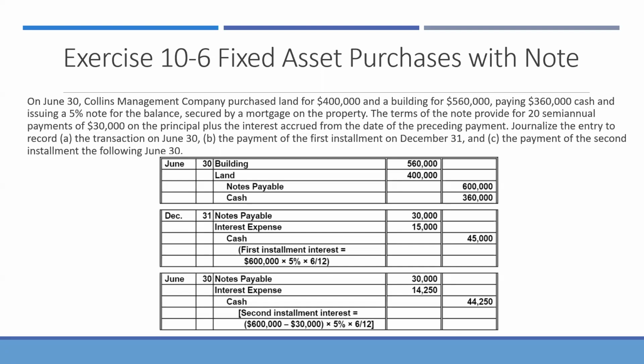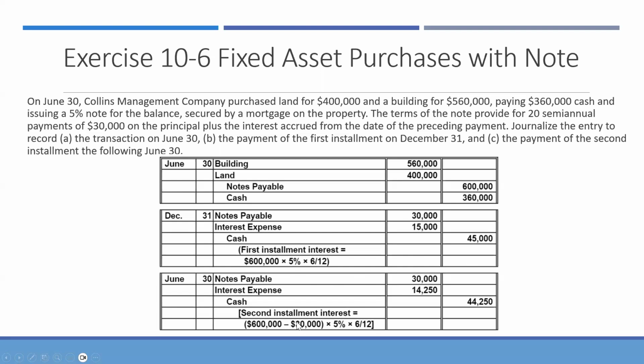And so then the first installment interest is going to be 600,000 times 5% divided by 2 because it's half the year. And that's $15,000. So our first payment is 45,000 cash, of which 30,000 is principal, 15,000 is interest. And then June 30th, we debit notes payable again for 30,000.